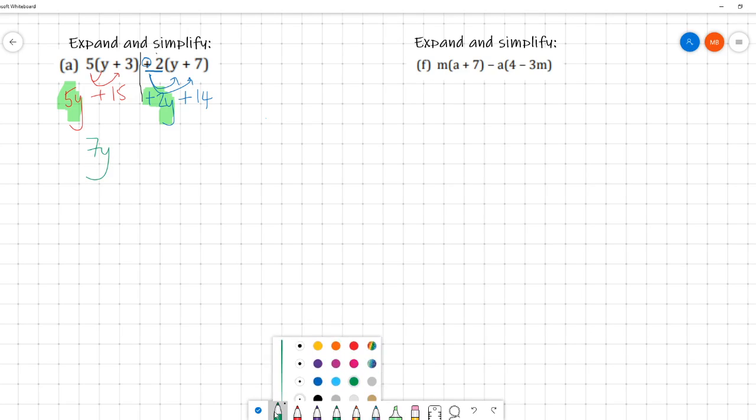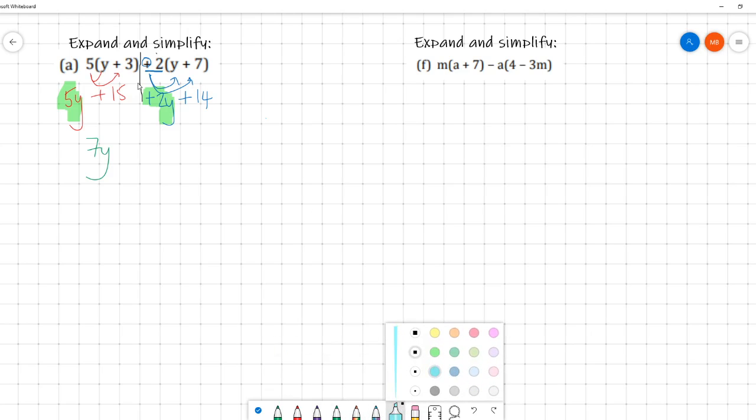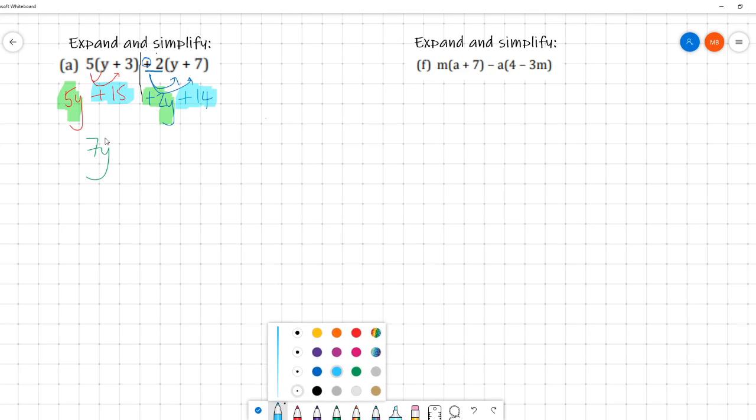And then we'll see if we can collect anything else. So we've got positive 15 and positive 14, and we can collect these two together because they are just numbers or constants. So we have 15 add 14, which is going to give us 29, plus 29. So that's the final answer once we've done the expanding and simplifying.